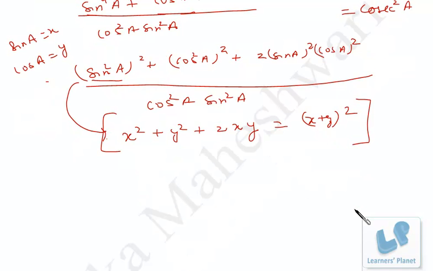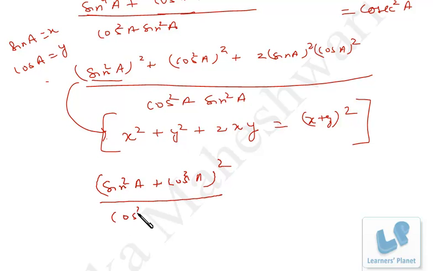Okay, so precisely what is happening? I just write x plus y, the value of x and y, that is sin square a plus cos square a whole square. That is in the numerator, and in the denominator the same.